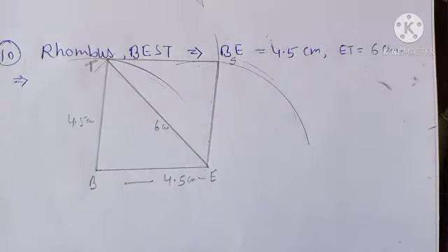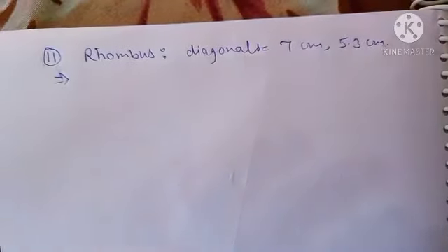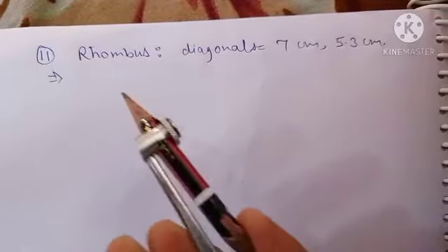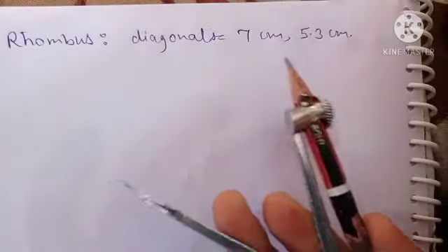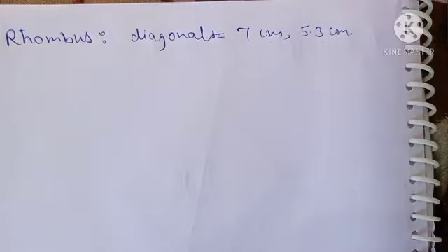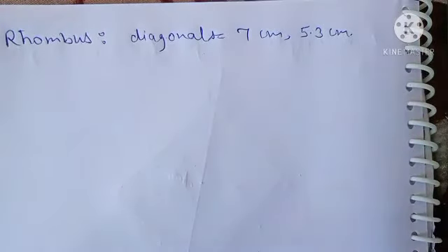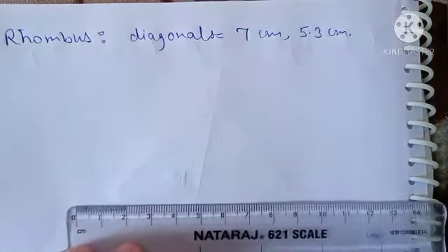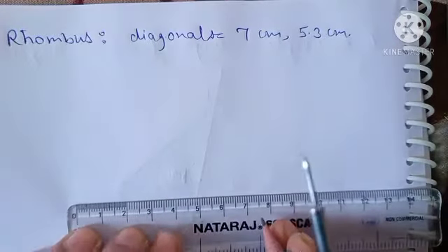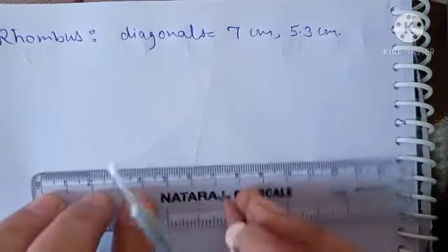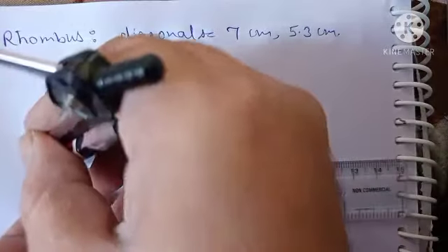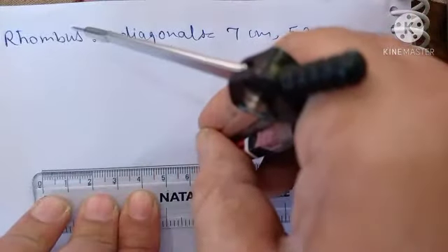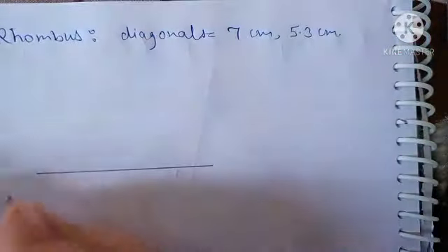Now move to question number 11. In question number 11, we have to construct a rhombus where diagonals are given 7 cm and 5.3 cm. So we know that the angle between two diagonals of a rhombus is 90 degree. So first of all, we will draw diagonal 7 cm. Here you can see it is 7 centimeter diagonal AC.